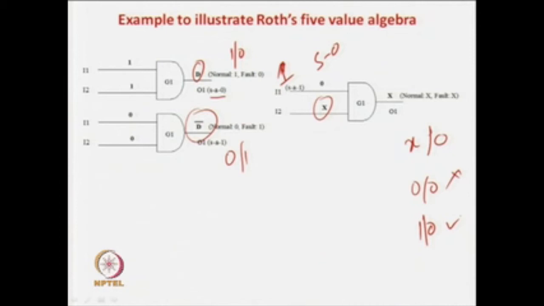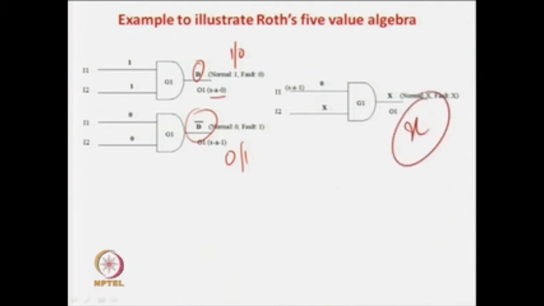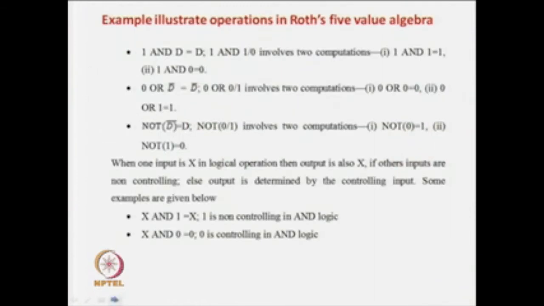So, if one net of an AND gate is X, we do not have any idea what is actually happening at the output of the circuit, and faults cannot be detected. So, we better write it as an X. The value of X we need not worry much about right now, because it will be more clear when you are going to deal with sequential circuits.